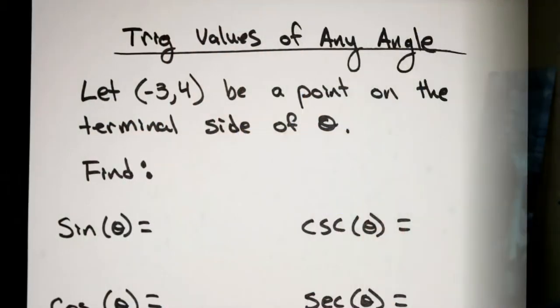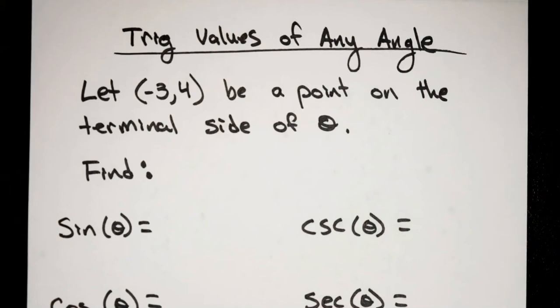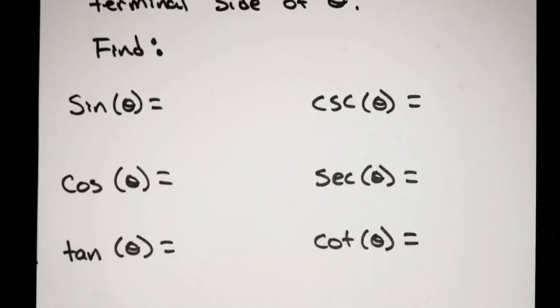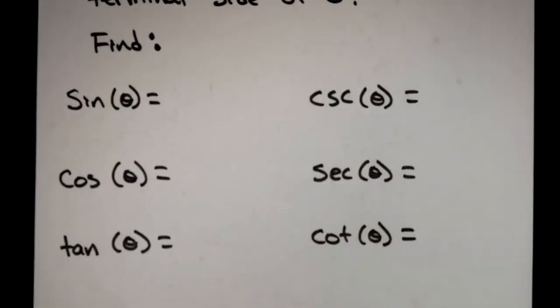All right, so far we've talked about trig values for common angles on the unit circle. Today I'm going to take you through trig values of any angle. So let's take a look at what a problem like that might look like. Here it says that we have (-3, 4), and it's a point on the terminal side of theta, and it wants you to find all of these trig functions right here.